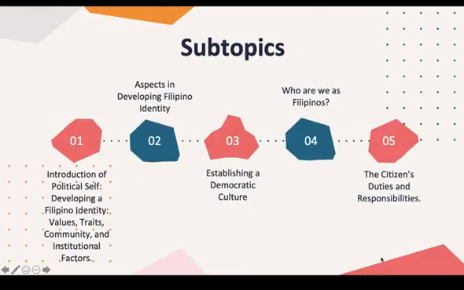These are the subtopics of the lesson for today. First, introduction of political self, developing a Filipino identity, values, traits, community and institutional factors. Second, aspects in developing Filipino identity. Next, establishing a democratic culture. Fourth, who are we as Filipinos? And lastly, the citizens' duties and responsibilities.